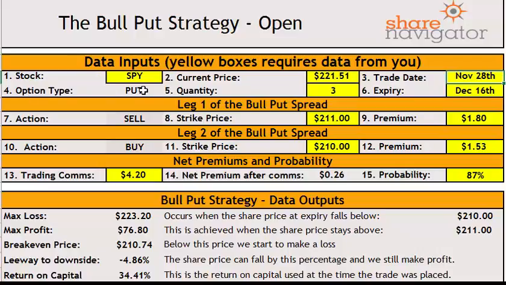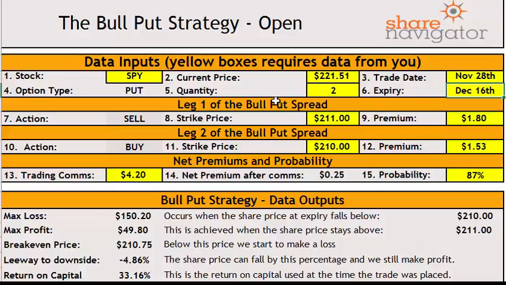The next one is automatically grayed out. Any sections that are grayed out, you don't need to put any data in. So it's a put option, since the bull put spread uses put options. The quantity we put in is 3. We can change that to 2 if you wish. And the expiry we're using is December the 16th. Again, you will select whatever expiry you want to use.